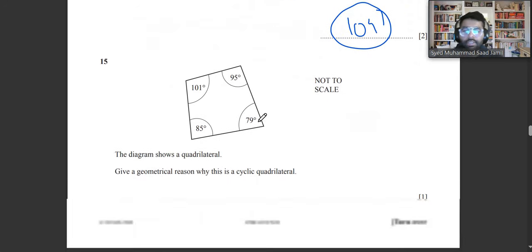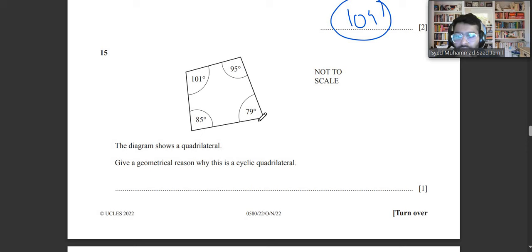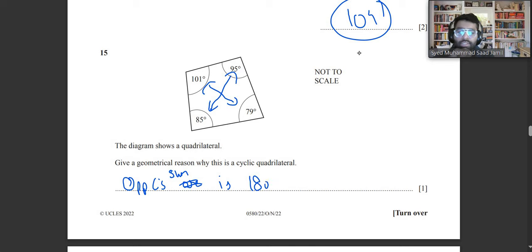Okay. Next question 15 says the diagram shows a quadrilateral. Give a geometrical reason why this is a cyclic quadrilateral. Look, this is a cyclic quadrilateral because if you add the opposite angles, their sum is 180 degrees. So opposite angles sum is 180 degrees. Okay.